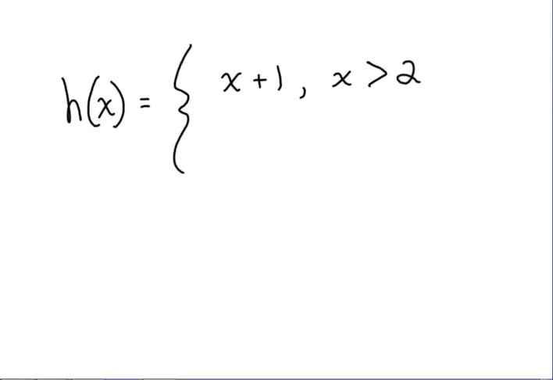So, let's figure out what the other piece can be if this is continuous. Okay, we want a continuous one. So that means this piece has to be x is less than or equal to 2. I do know that much. Now, I don't know what I want to put for my other piece yet.